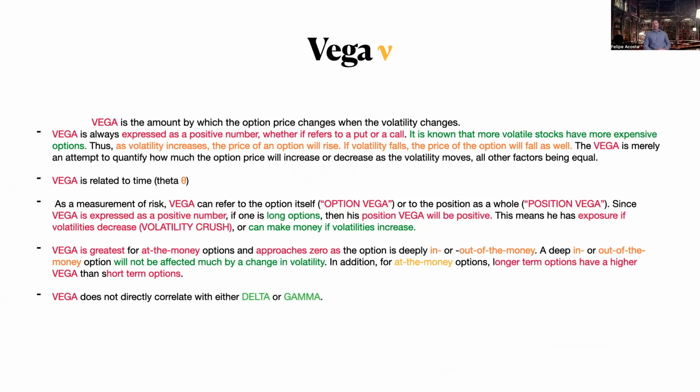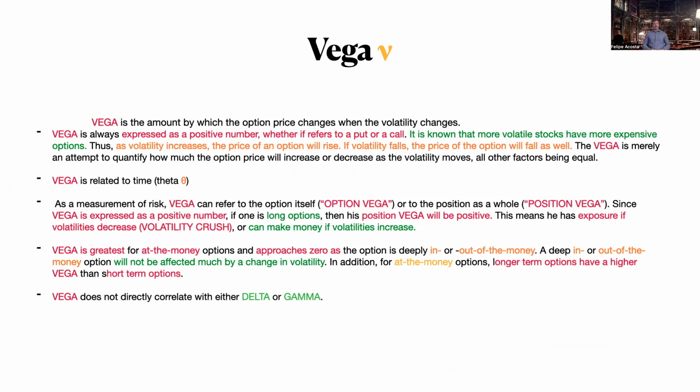If volatility falls, the price of the option will fall as well. In that case, it could be volatility crush, right? The Vega is merely an attempt to quantify how much the option price will increase or decrease as volatility moves, all other factors being equal. So Vega is related to time, which is another one of the Greeks, theta, time decay.